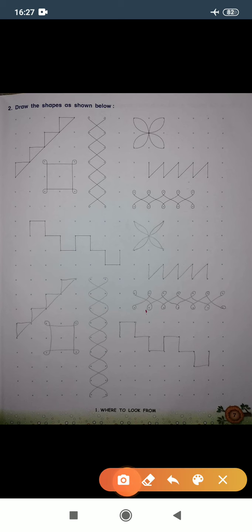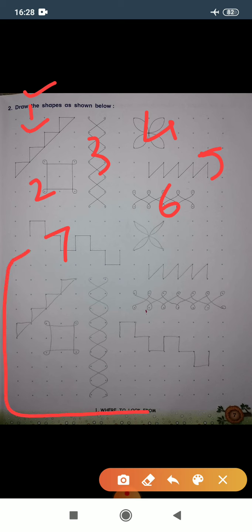So here is our next question. Question number 2. Draw the shapes as shown below. Again, this question we already did in the textbook. So again, here different types of shapes are drawn with the help of many dots. You can see here shape number 1, 2, 3, 4, 5, 6 and 7. There are a total of 7 dotted shapes given here, and the same shapes you need to draw in the remaining dots given.